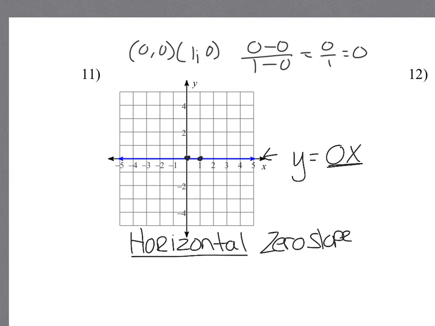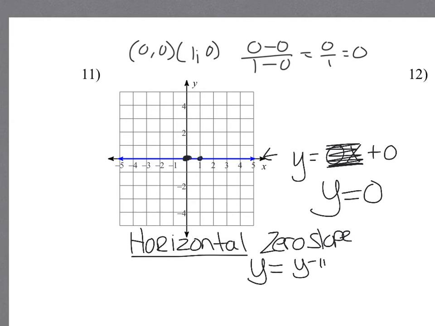Now, if I have a 0x, do I want to write that? Let's go on and see what our y-intercept is, where's it crossing the y-axis? At 0. All right, so 0x means I don't have any x's at all. So my equation would just be y equals 0, where it's crossing the y-intercept. So when you have a horizontal line, it's going to be y equals your y-intercept.